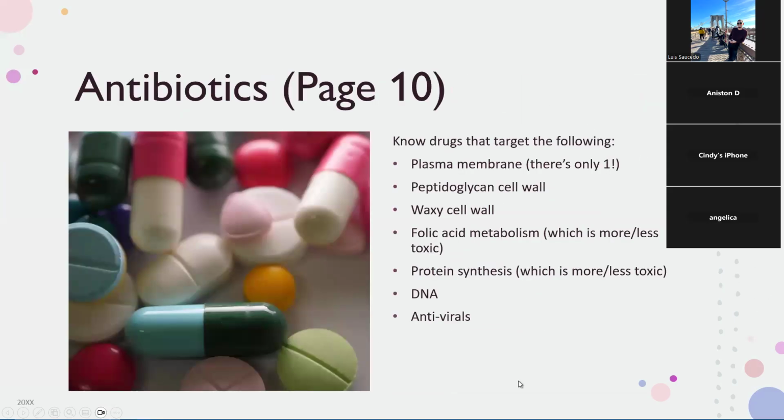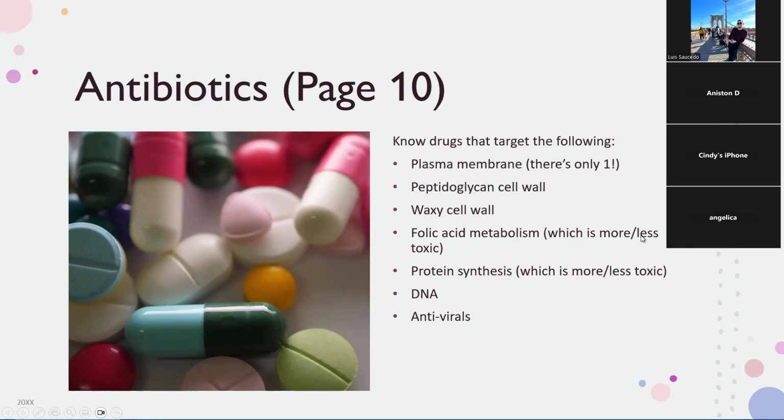And then the antibiotics, page 10 of the study guide for Unit 2. Know what drugs target what. So plasma membranes, there's only one antibiotic that targets the plasma membrane. We've got a couple that target the peptidoglycan cell walls. We have a few that target the waxy cell walls and folic acid metabolism.